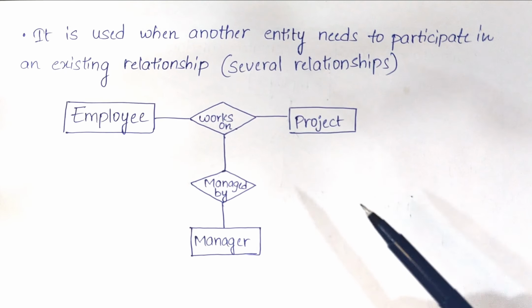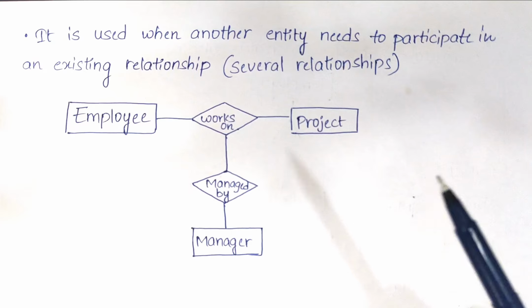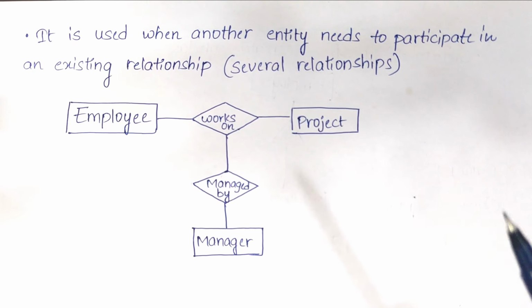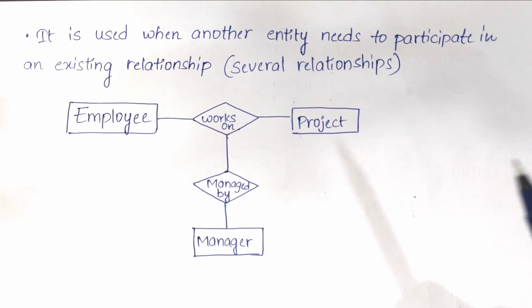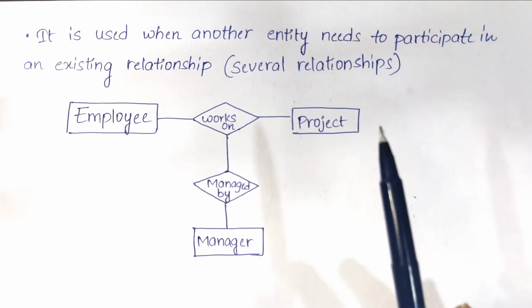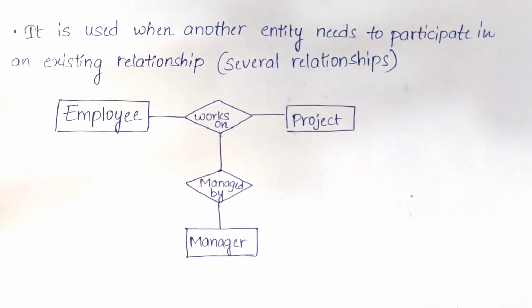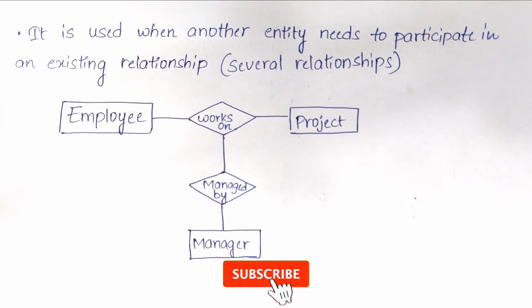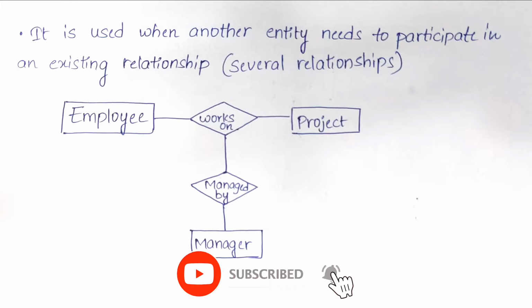Simply we can say that generalization means combining entities, specialization means dividing entities into multiple entities, and aggregation means treating relationships like entities whenever another entity is willing to participate in that specific relationship. Yeah, that's all about extended ER features or enhanced ER features.